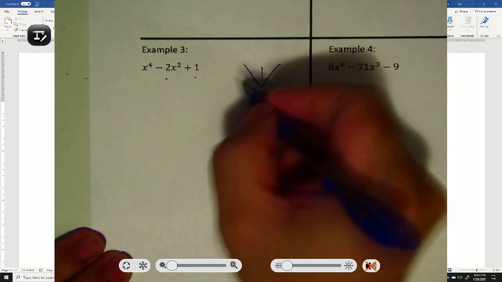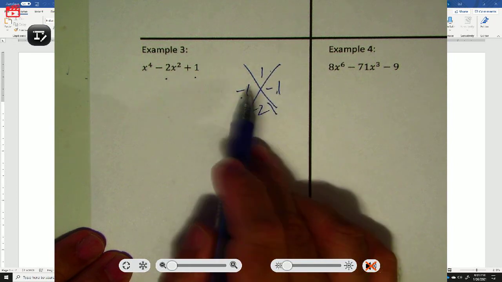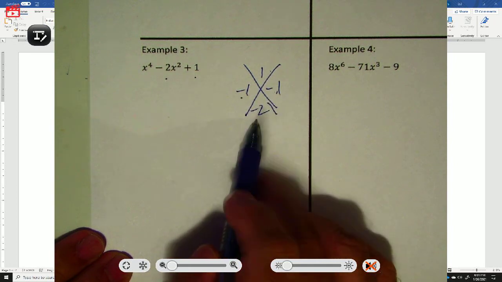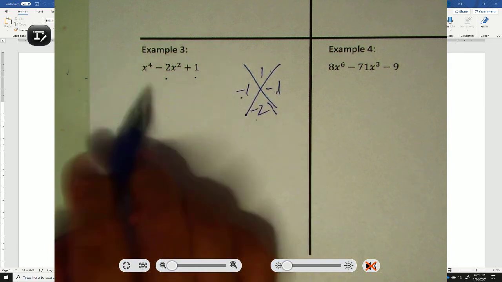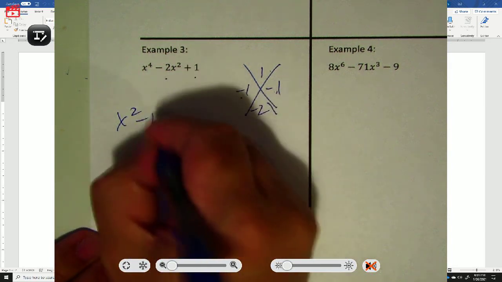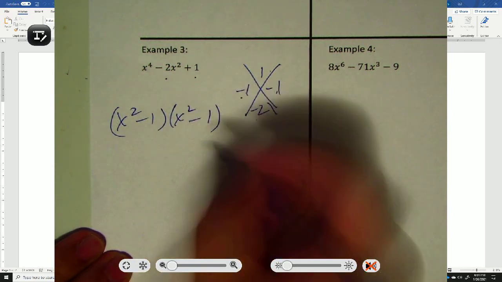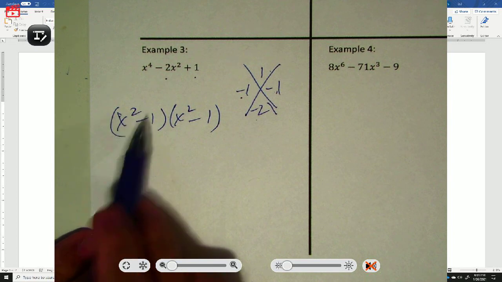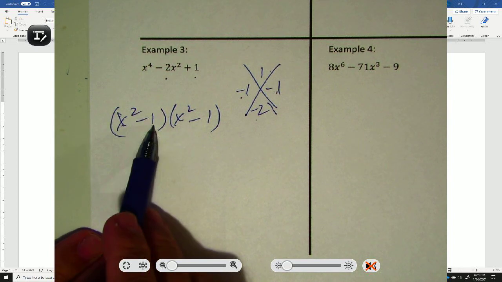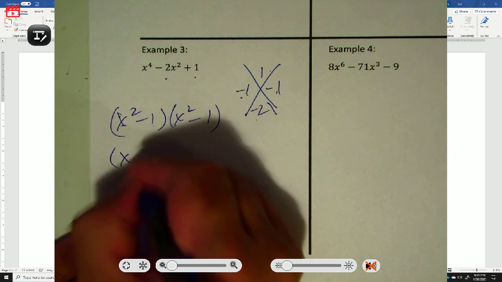-1 times -1 is +1. -1 plus -1 is -2. So that's it. I take half the exponent, so it's (x squared minus 1)(x squared minus 1). Now, this is a difference of 2 squares. x squared is a perfect square, 1 is a perfect square, so you factor this. So x squared minus 1 becomes (x plus 1)(x minus 1).